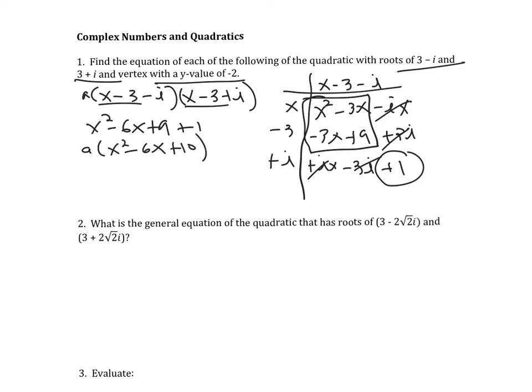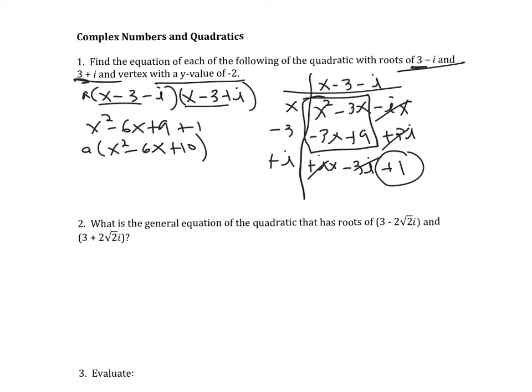And we know that the y value of the vertex is negative 2. We also know the x value of the vertex because it has to be halfway between our two roots. We have 3 minus i, 3 plus i. So we know that the vertex x value has to be 3.